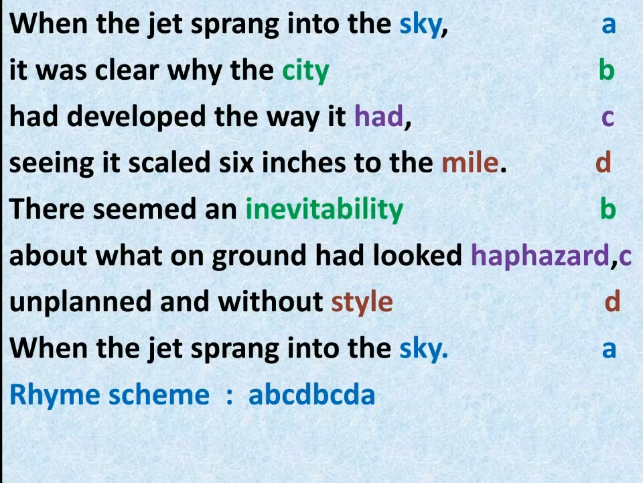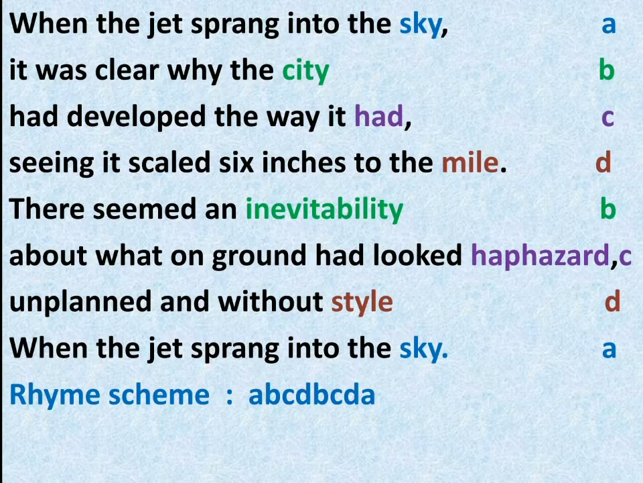So we'll go with A, right? Now the sky, again you can see in the last line, again sky. So we'll give A for the first line and the last line also A. Next, city. As city is not rhyming with sky, we'll give another alphabet, that is B. Next, had. The sound is not the same as city and sky, so we'll go with C. Then mile. Mile also has a different sound from the other three, so we take D.